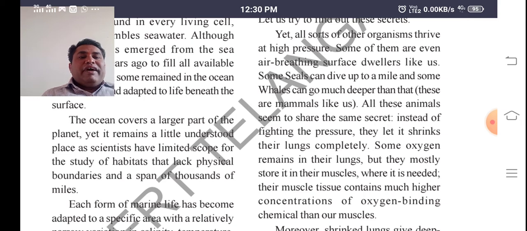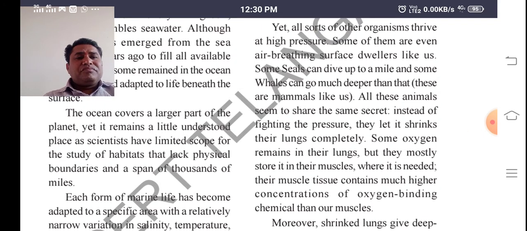Instead of fighting the pressure, they let it shrink their lungs completely. Some oxygen remains in their lungs, but most is stored in their muscles, where it is needed. Their muscle tissue contains a much higher concentration of oxygen-binding chemicals than our muscles.